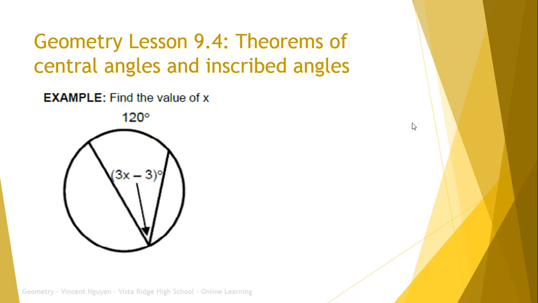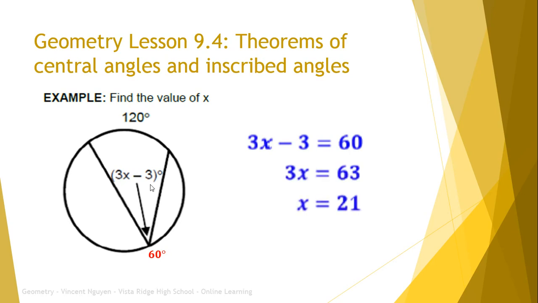Here's another example. In this example, we have to solve the equation to find the value of x. They give you the intercepted arc for this inscribed angle. The arc is 120, and the angle is half of that, so the angle should be 60 degrees. To solve for x, you just let 60 equal 3x minus 3, because that is the angle. Then you solve the equation. Add 3 and divide by 3. You get x equals 21.